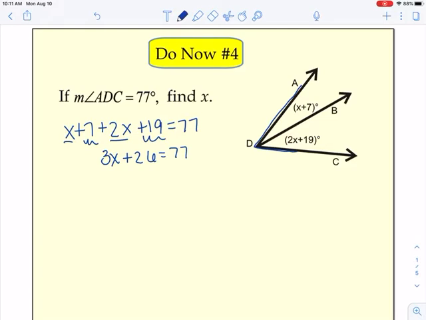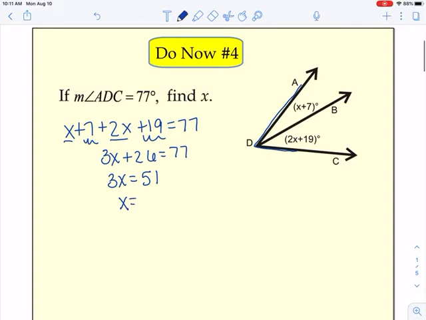The opposite of adding 26 is subtracting 26. So when I take 77 and subtract 26 from it, I'll get an answer of 51. And then dividing both sides by 3, our final answer here is going to be x equals 17. Again, it asked me to find the value of x. I found it. I don't need to do anything else.